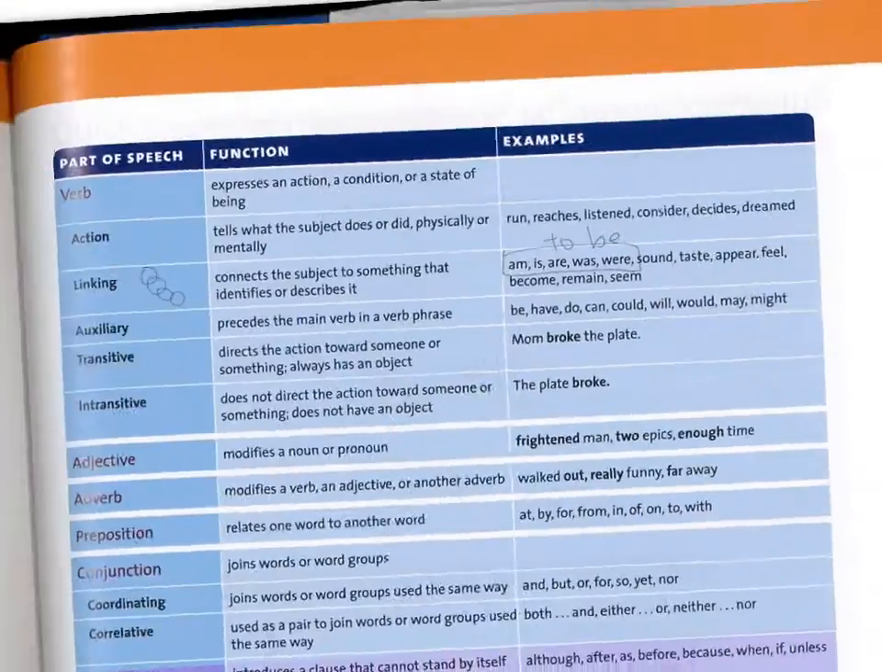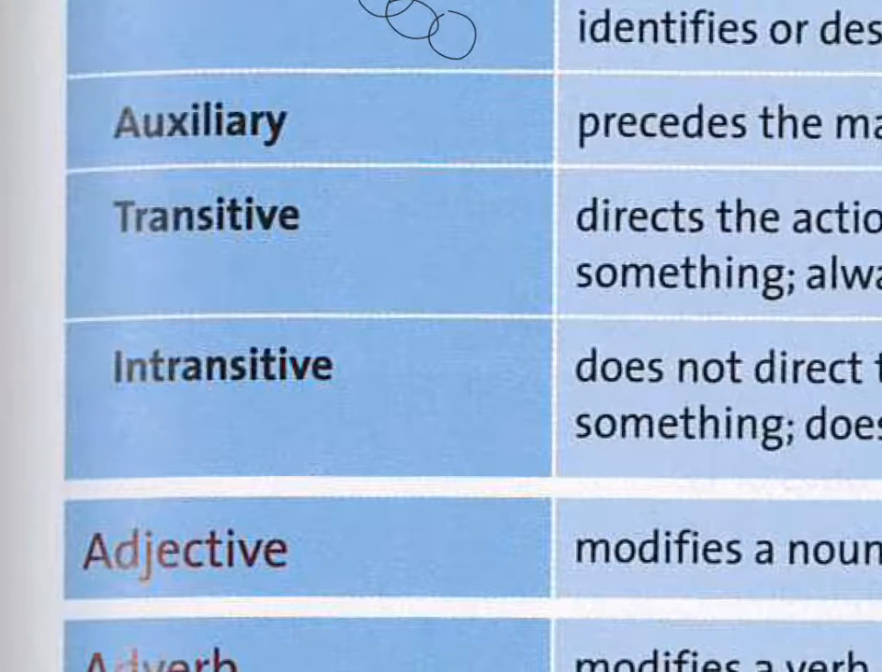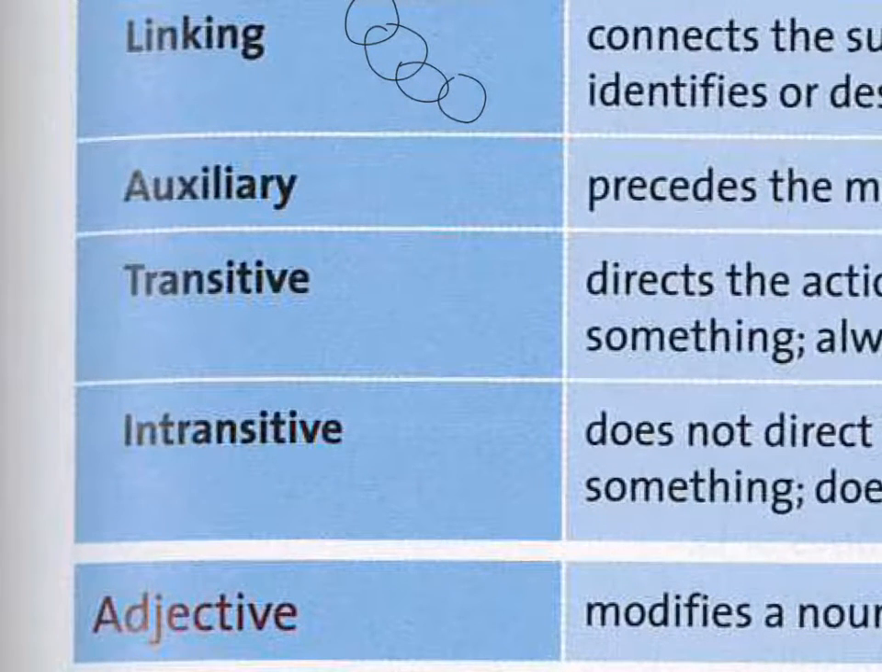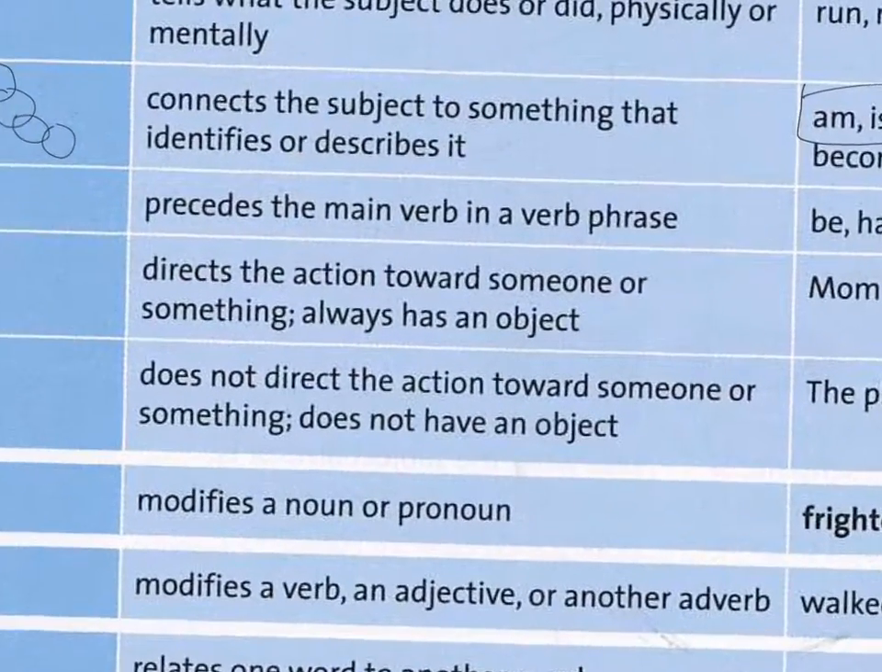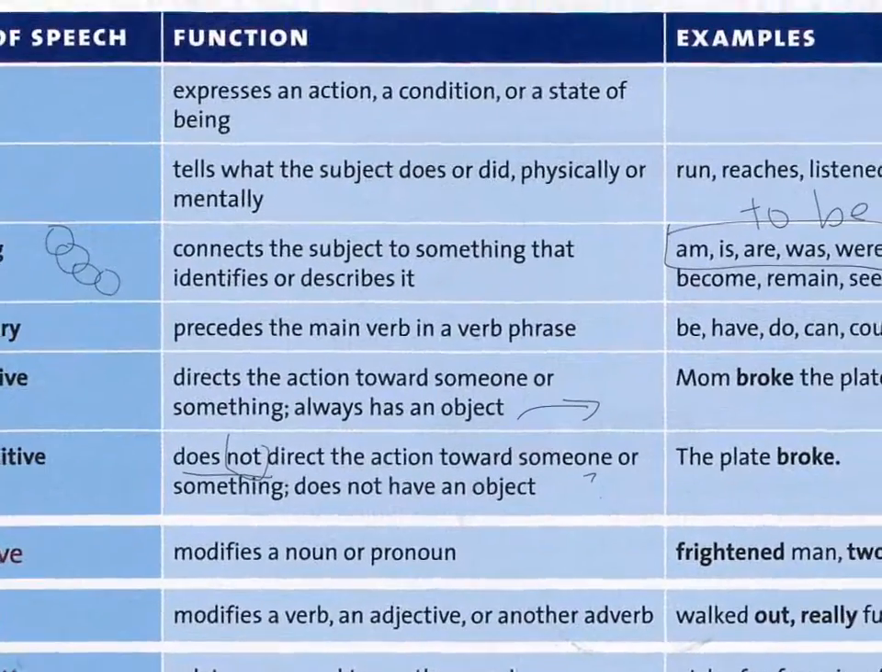Okay, the next type of verb is called the transitive. And then notice the last one is intransitive, which would be the opposite. So transitive and then intransitive. So a transitive verb directs the action towards someone or something. Okay, so a transitive verb directs it towards someone. But an intransitive does not direct the action towards someone. There's no object. Like, where is it going? So let's look at some examples so that makes sense to you.